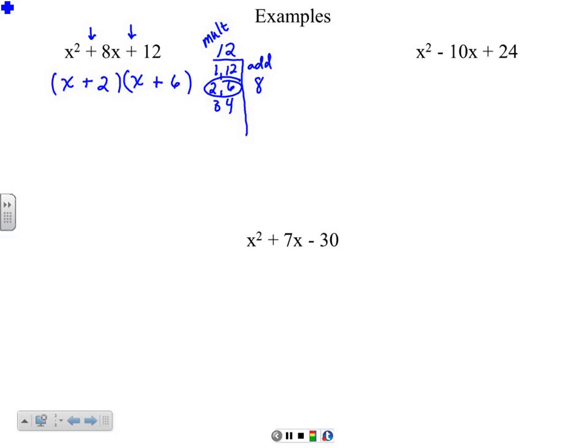Okay, the problem on the right, there's nothing in common. So we'll open up two sets of parentheses.